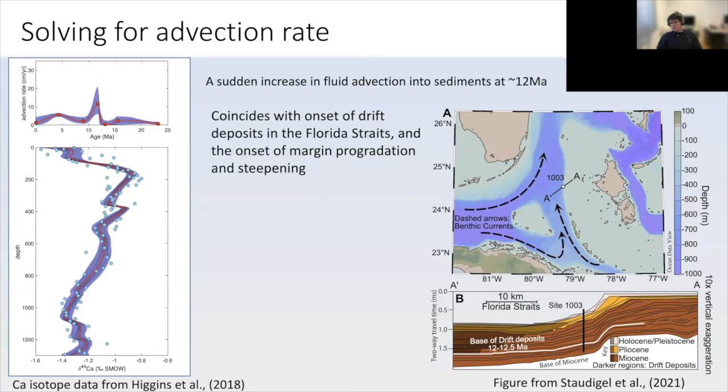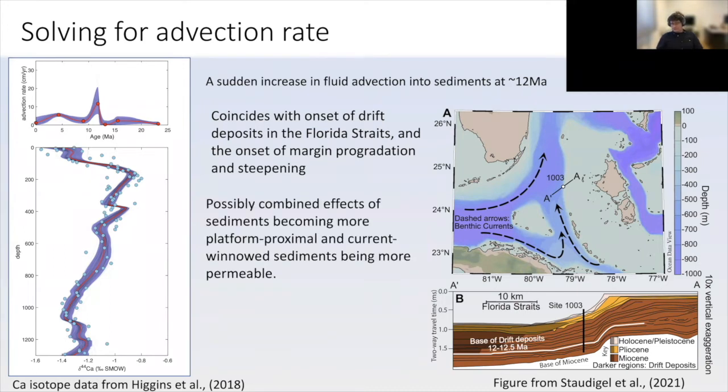And this coincides with this change that I was talking about earlier in the platform geometry over that time, where at 12 million years, you suddenly start having drift deposits in the carbonate in the straits. So this is due to an increase in benthic currents, and you start seeing this steepening and progradation of the platform margin. And so what we're seeing here, the increase in fluid advection, is possibly due to winnowing of the finer grained sediments, meaning that you have a more permeable sediment forming, and also possibly due to the progradation of the margin, meaning you're closer to these systems of thermal convection on the platform interior.